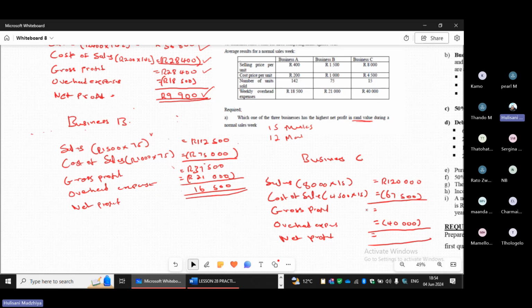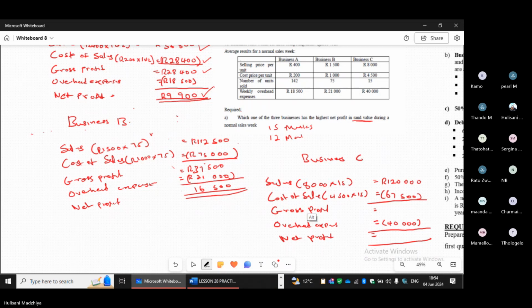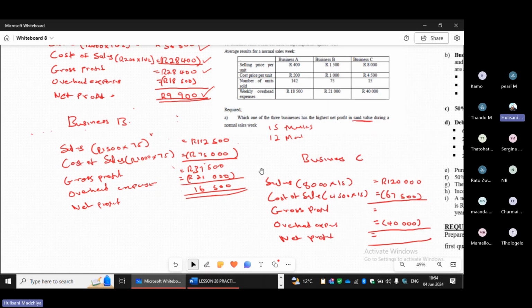And then we calculate our gross profit. So that's 120,000 minus 67,500. Then you get your gross profit to be 52,500. So gross profit 52,500 minus overhead expense of 40,000, we will be left with a net profit of 12,500. So how many of you managed to get that amount?